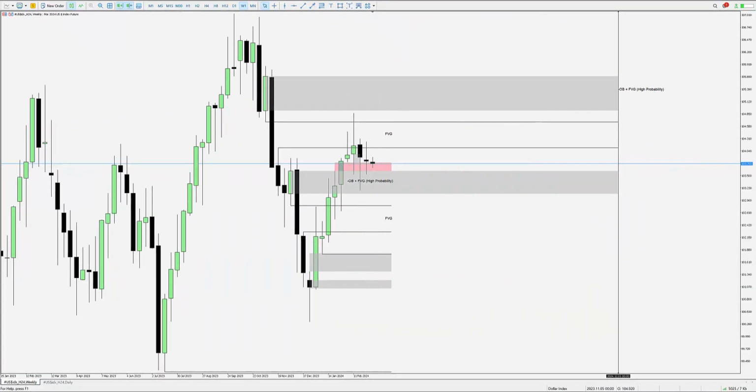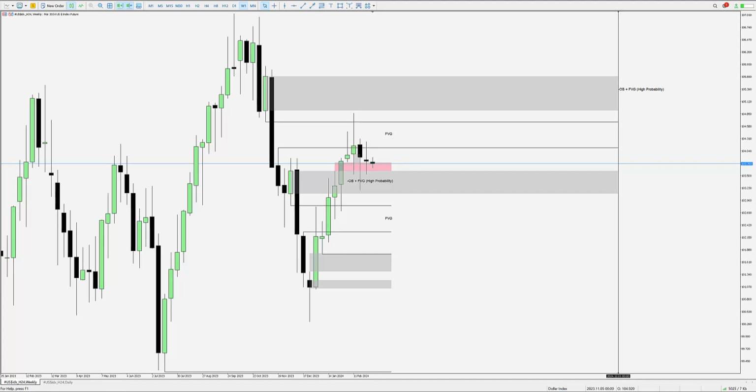Hi guys, and a warm welcome to this week's edition where we're going to look at a couple of pairs and also the two commodities, gold and Brent, and then we'll also look at dollar index.